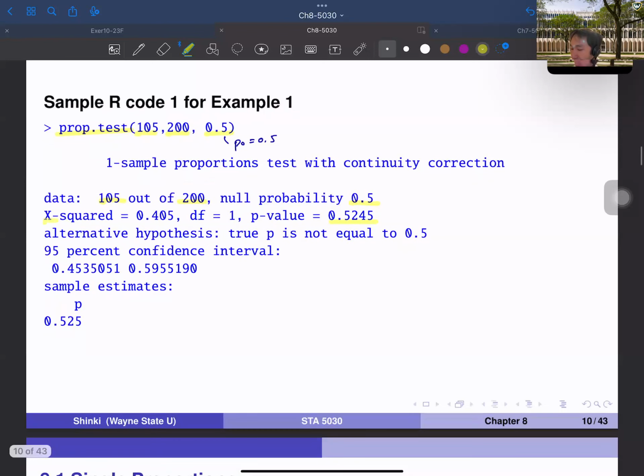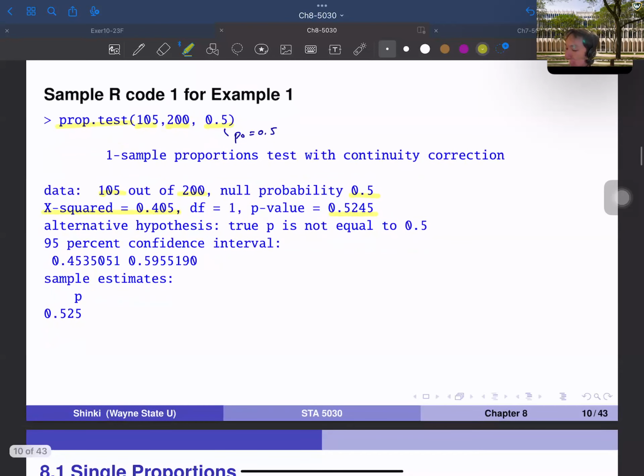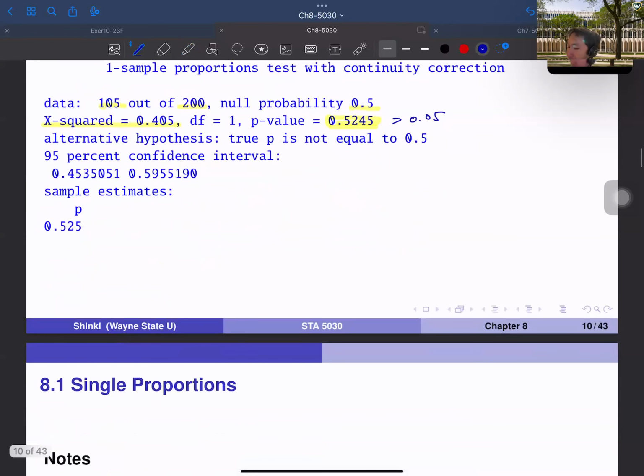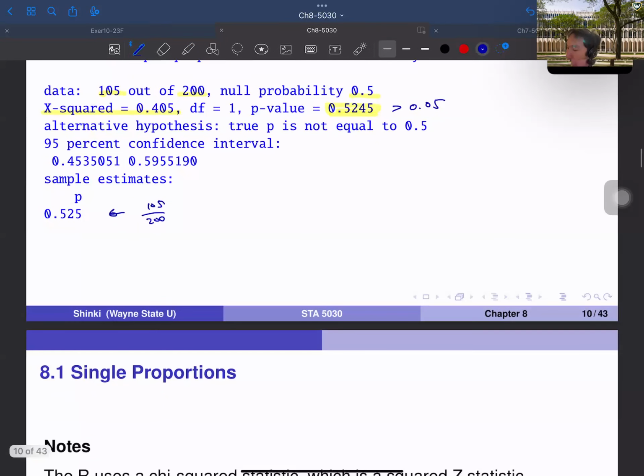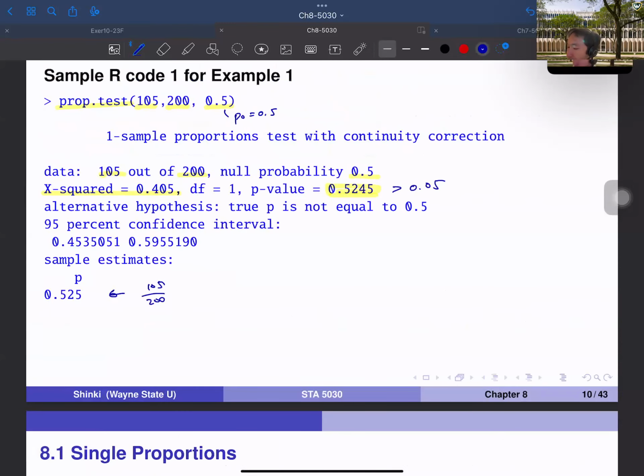Actually, this uses a slightly different statistic than z. Actually, the square of z is returned. So it's not really 0.707, but that statistic, and then we have a p-value of 0.5245. This is larger than 0.05, so we do not reject the null hypothesis. This is the sample proportion, 105 over 200. And it reports the so-called chi-squared value.